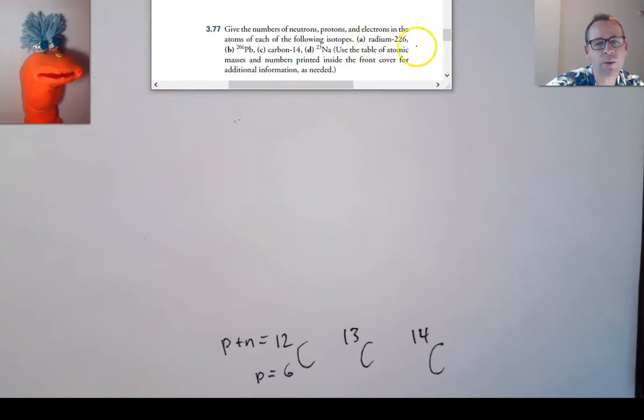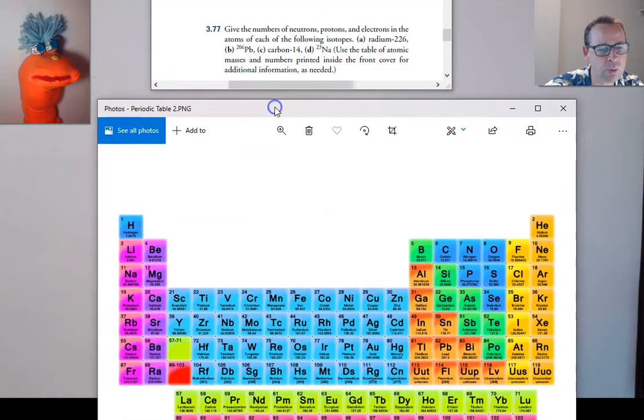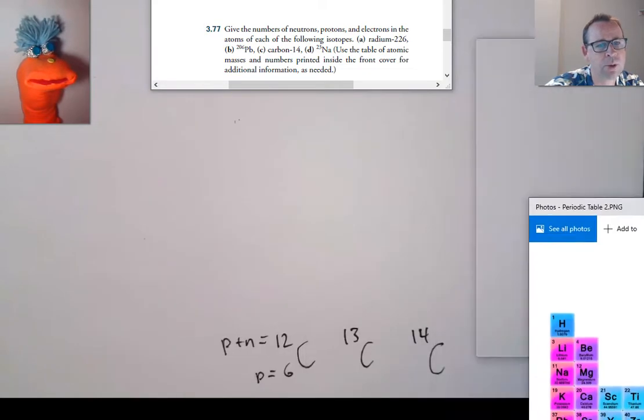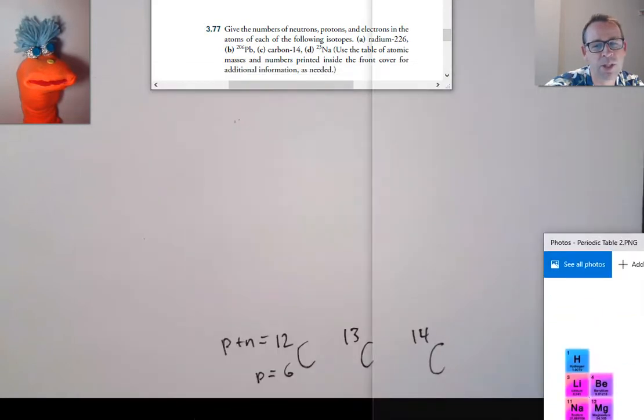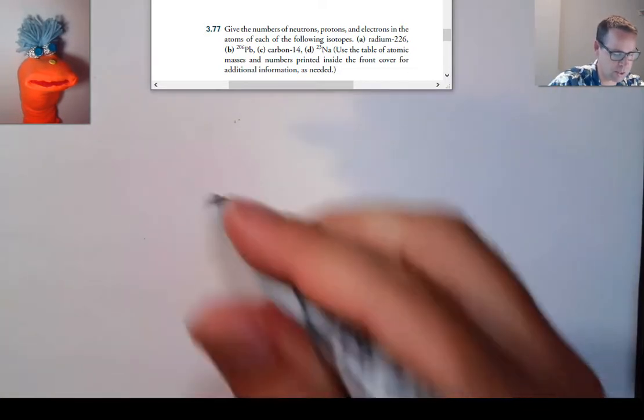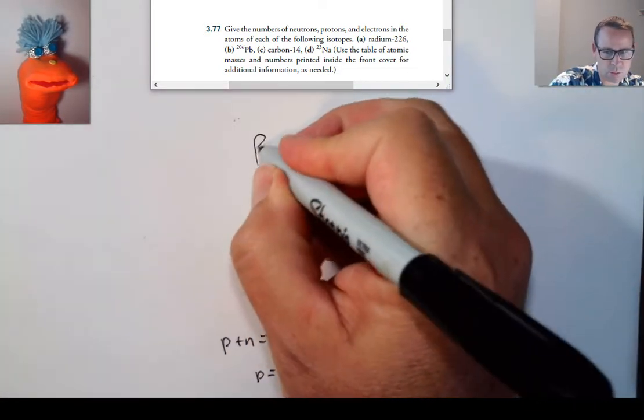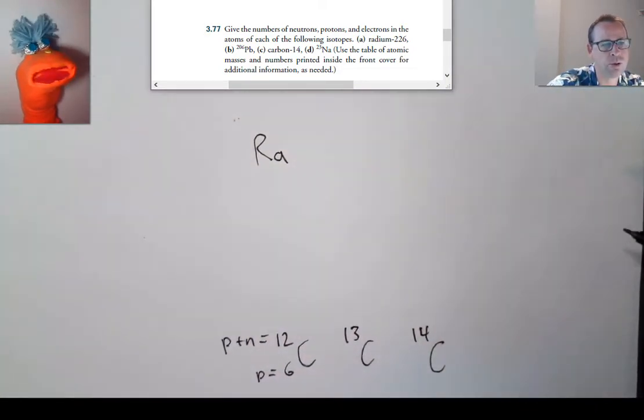So when you say something like radium-226, we look for our atom of radium down here, right? And that has how many protons in it? 88. Very good, 88 protons. So when they say radium-226, what are they talking about, the 226? Where do we put that? So radium is Ra. Is that the mass?